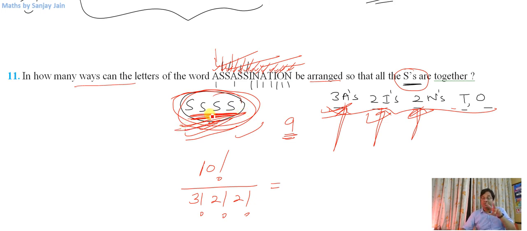Now their internal arrangements, these 4 S's can be written in only one way. So I don't have to multiply this with anything. This is your final answer. Okay. So whatever this answer comes out to be, this is your final answer. You can calculate it yourself.